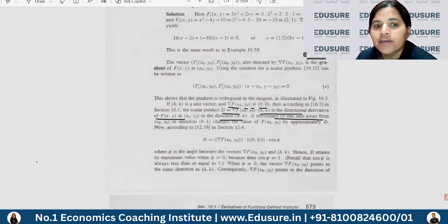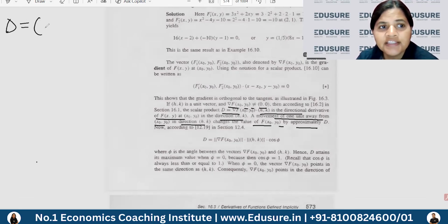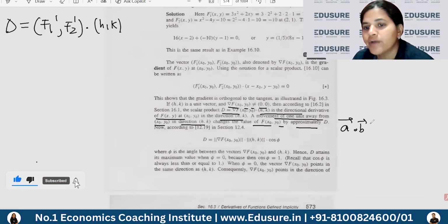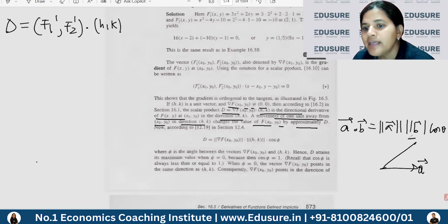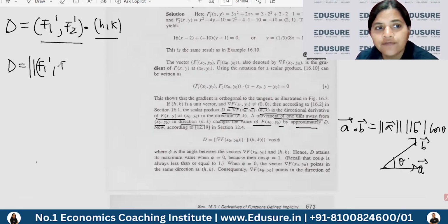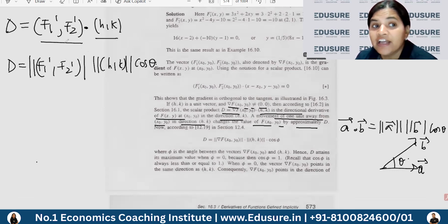So a movement of 1 unit away from (x naught, y naught) in the direction of (h, k) changes the value of f(x naught, y naught) by approximately d. The directional derivative is the dot product of (f1 dash, f2 dash) with a unit vector (h, k). What is the definition of the dot product of two vectors? Magnitude of a, magnitude of b, cos theta, where theta is the angle between vectors a and b. So the directional derivative is the magnitude of (f1 dash, f2 dash), times the magnitude of (h, k), times cos theta, where theta is the angle between this vector and this vector.